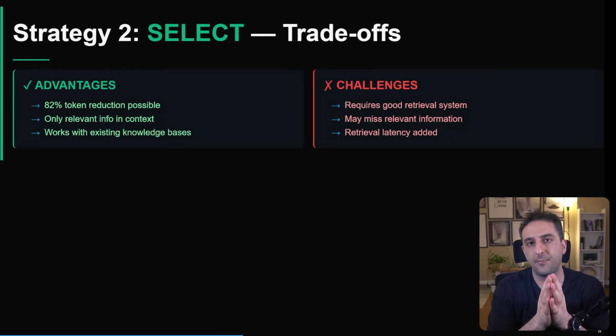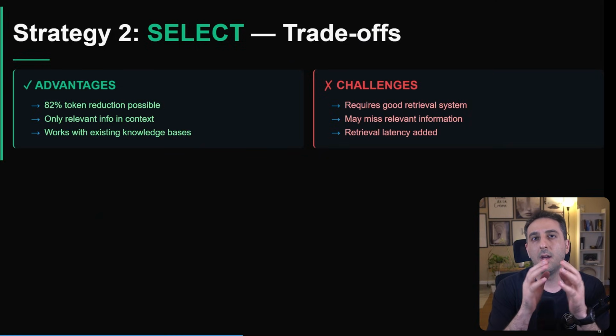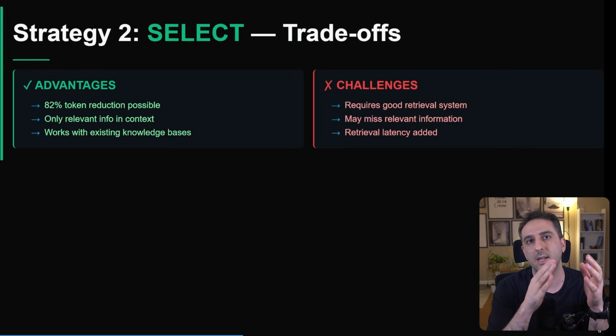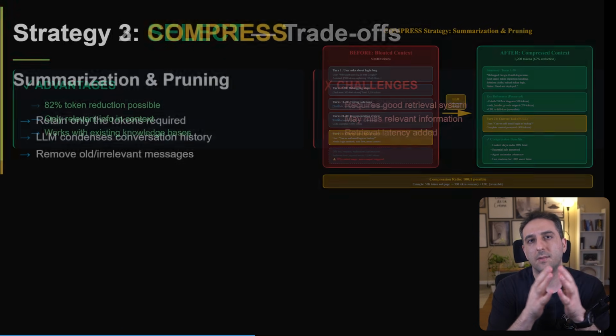Now, trade-offs. Of course, we can dramatically reduce tokens with this strategy. We are talking about 82% reduction in some cases. Only relevant information makes it into context. And if we already have a knowledge base or vector database, this integrates naturally. The downside is that we need a good retrieval system. If our retrieval is bad, we will miss important information. And there is also the added latency for the retrieval step itself. But when it works very well.